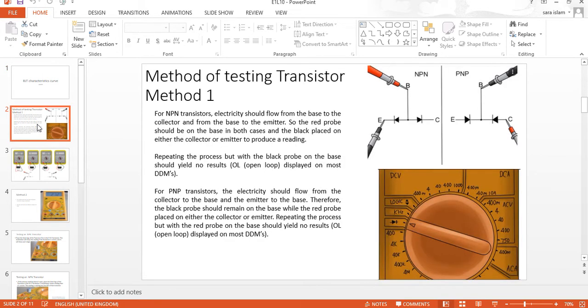So any transistor has three sets of what we call legs, three legs. It has three legs, one of which is emitter, next is base, and collector.